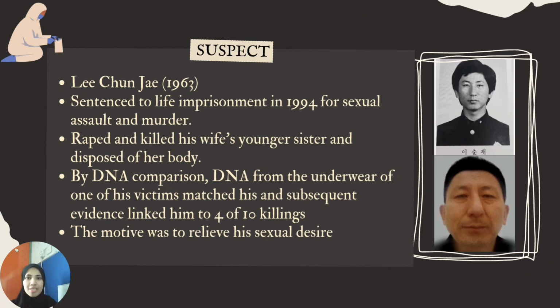After the investigation, the suspect was identified as Lee Chun-jae, born in 1963. He was sentenced to life imprisonment in 1994 for sexual assault and murder. He raped and killed his wife's younger sister and disposed of her body. As for the Hwasong cases, DNA comparison was done. DNA from the underwear of one of his victims matched his, and subsequent evidence linked him to 4 of the 10 killings. The police also revealed the motive of the rape and murder was to relieve his sexual desire.